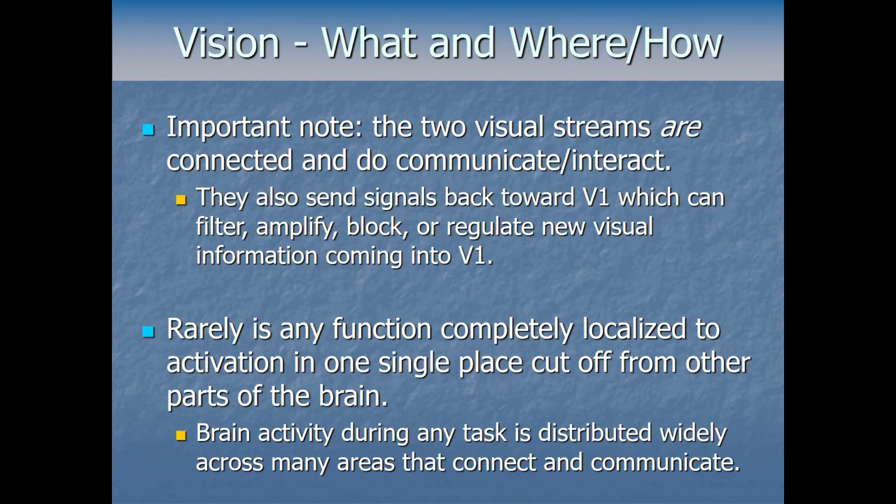They send these signals all over the place, including back propagating, where it can help filter, amplify, block, regulate, whatever, the new visual information. So rarely is any function completely localized to activation being in just one single specific place, sort of cut off from other parts of the brain. In reality, brain activity during any task is distributed pretty widely across many areas that connect and communicate. There are just certain areas that seem to have a specific uptick in activity for certain tasks that are selective to those tasks or activate more to those tasks than to other tasks.